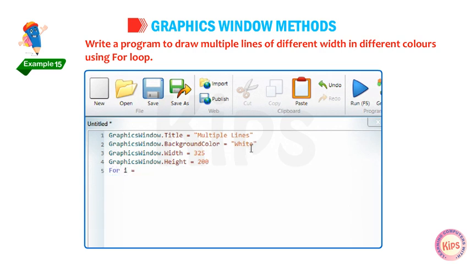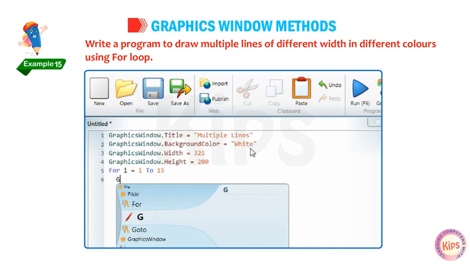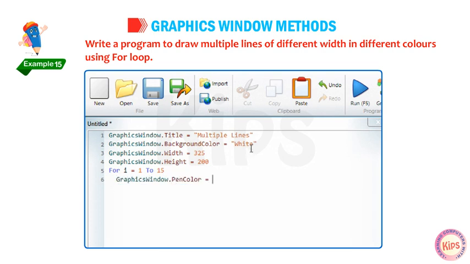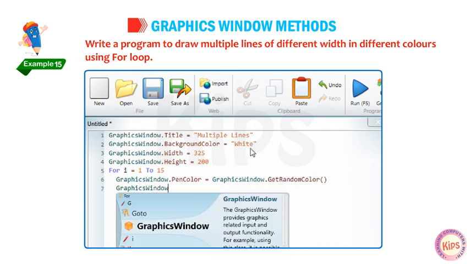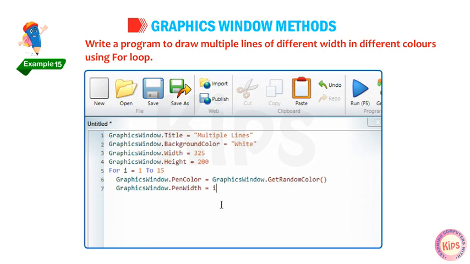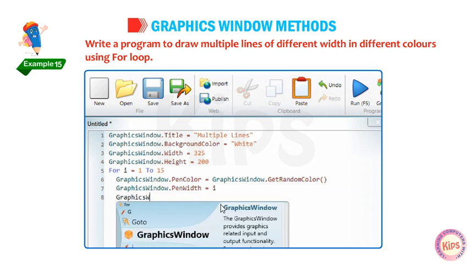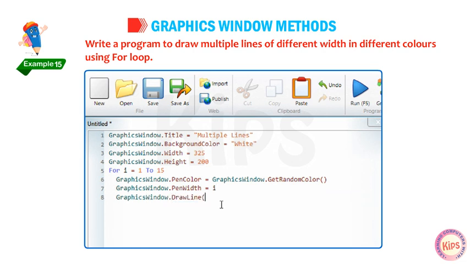For I = 1 to 15. GraphicsWindow.PenColor = GraphicsWindow.GetRandomColor(). GraphicsWindow.PenWidth = I. GraphicsWindow.DrawLine(I * 20, 20, I * 20, 180). EndFor.